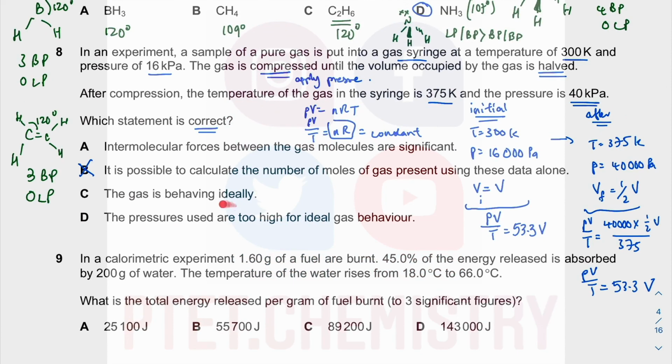So this is ideal behavior, okay? Because PV over T initial is equal to PV over T final, as I've shown you. So they are behaving ideally. When you say the intermolecular forces between them are significant, you are saying that they are not behaving ideally, but they are behaving ideally. You say the pressure is too high for ideal gas behavior, but they are behaving ideally even under that high pressure. So you can't say that they are not ideal. A and D are saying that they are not ideal. C is saying that they are ideal. The calculations show that they are ideal. All right.